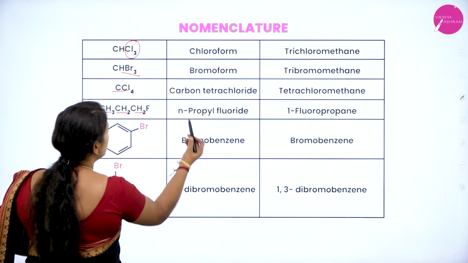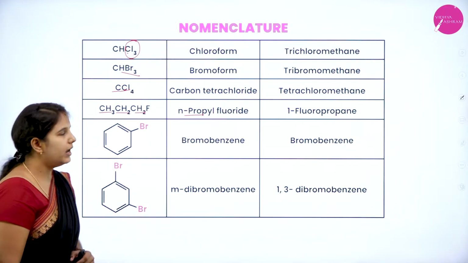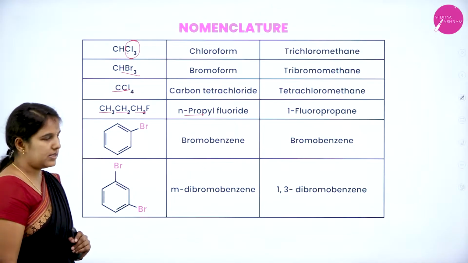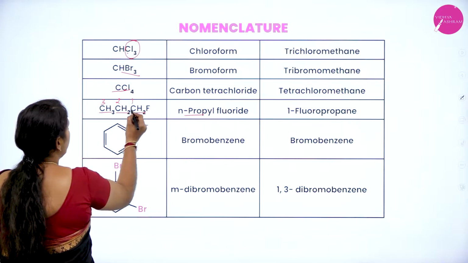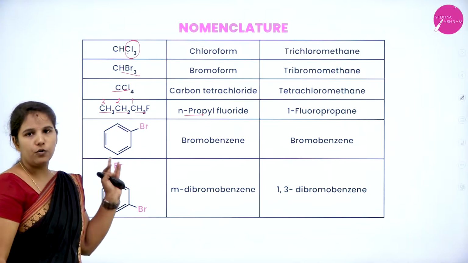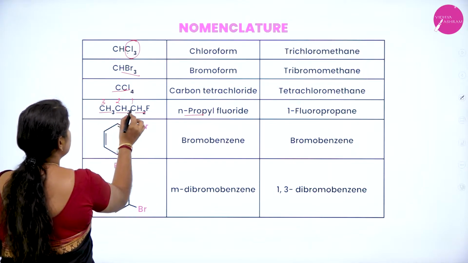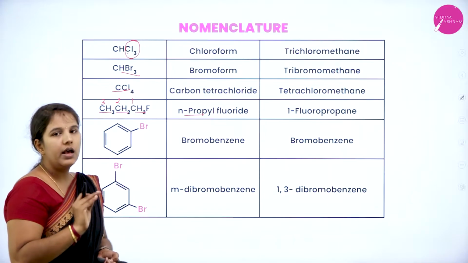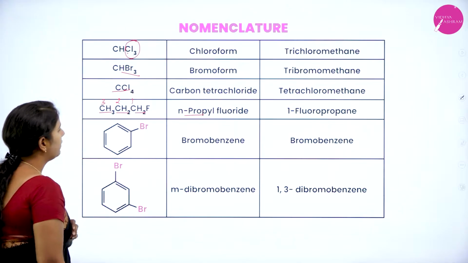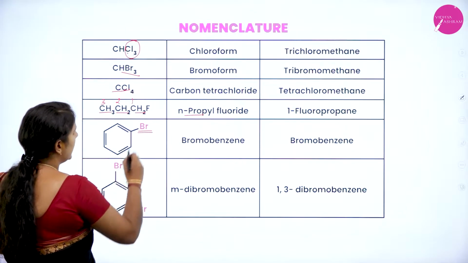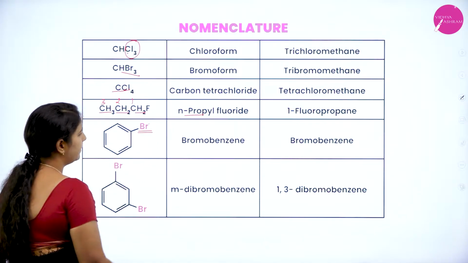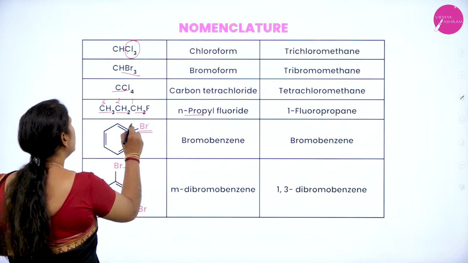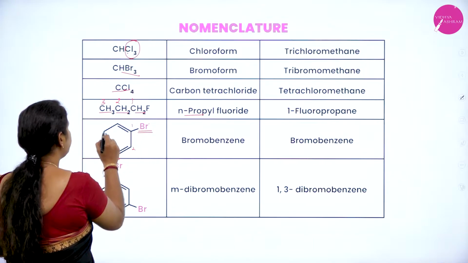Next, CH3, CH2, CH2 and F. It is known as n-propyl fluoride, and in IUPAC nomenclature we say it is 1, 2 and 3. So it is 1-fluoropropane. Why is it propane? You can see that only 3 carbon atoms will be there. So it is propane. And we have a benzene ring with bromine as one of the substituent groups. So it is bromobenzene, or you can say that 1-bromobenzene.